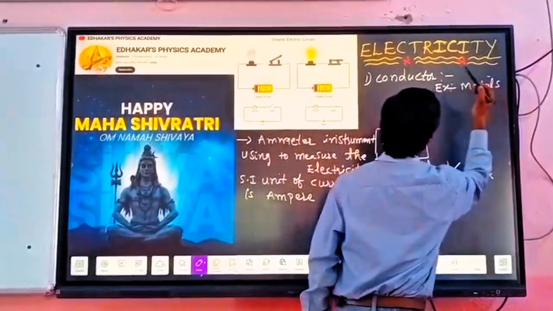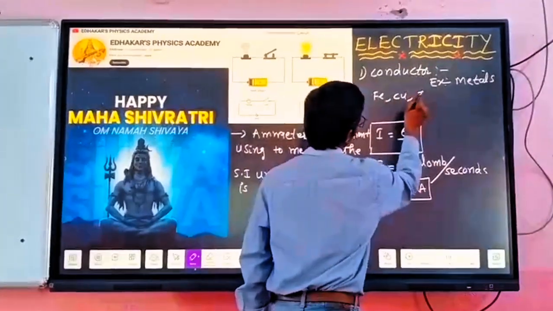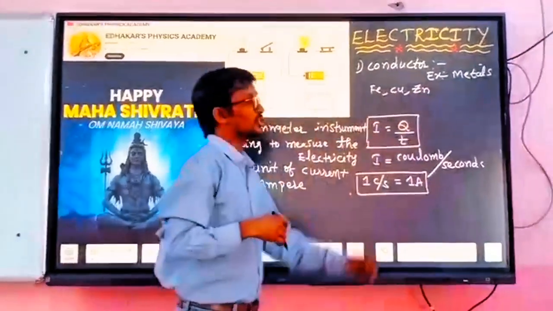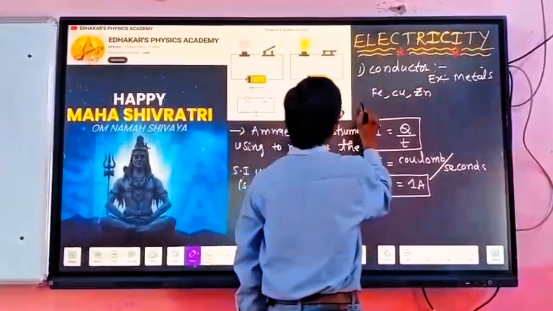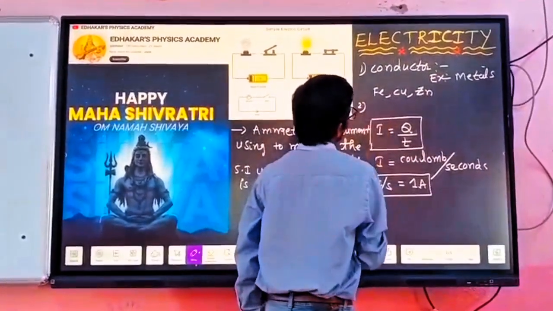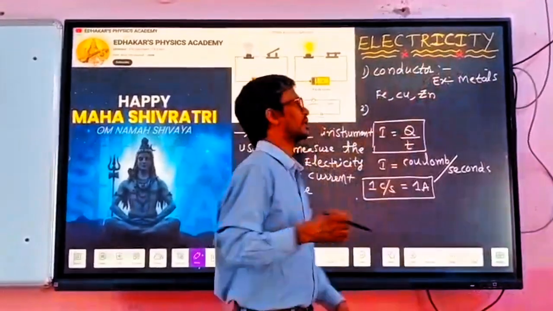Maximum all the metals act as a conductor, like iron (Fe), copper (Cu), and zinc. These metals act as a conductor. Next one, insulator. So what is a conductor? The material which allows the current to pass through it, that is a conductor.